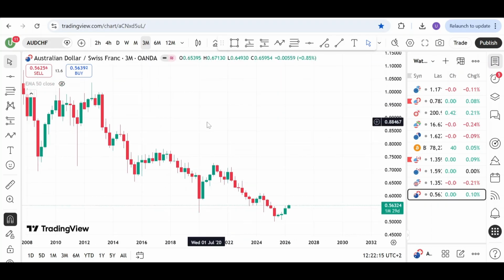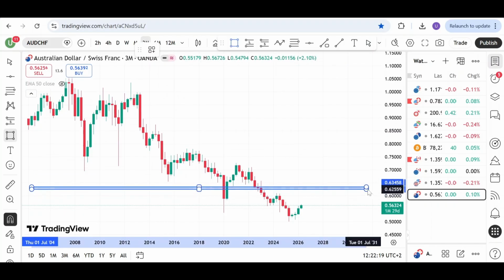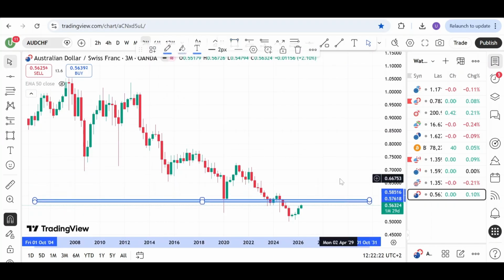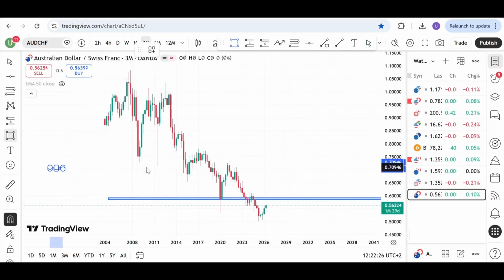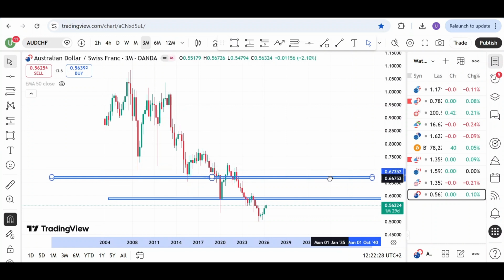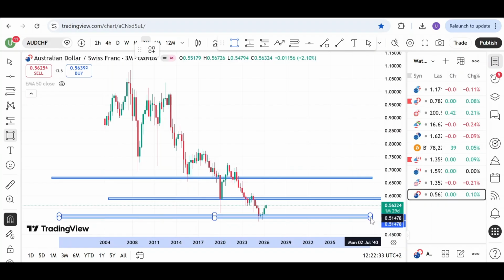AUD/CHF, this is a 3-month time frame. As you can see, this is a midway zone here. This is a midway zone here, and this is an upper zone here. And this is also a lower zone here.